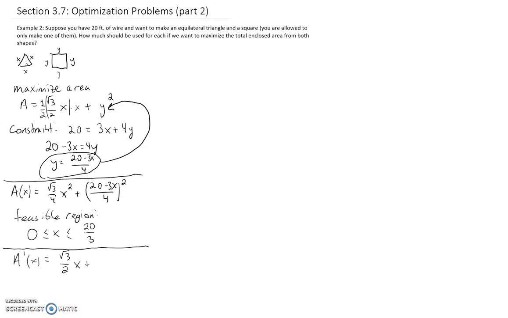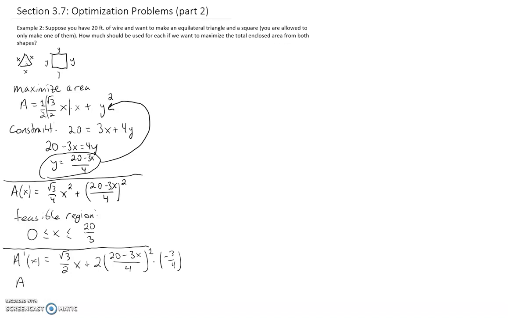Now for the derivative of this guy, we have to use our chain rule, so we bring down the 2. We rewrite the inside as 20 minus 3x divided by 4, subtract 1 from the power, so that's just at the first power, and then we multiply by the derivative of the inside. You can see this is 20 divided by 4, which is 5, minus 3/4 x, so the derivative will be a negative 3/4.